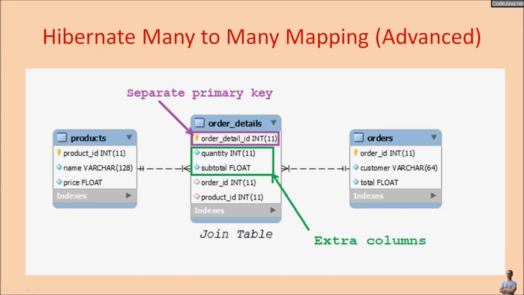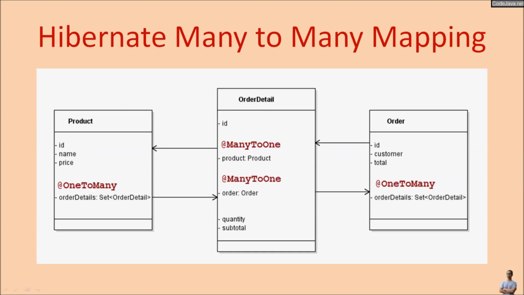Next, we are going to code Java entity classes to map with these tables in the database: products, orders, and order_details. So we will be creating the corresponding entity classes: Product, OrderDetail, and Order, to implement a many-to-many relationship between the product and order with extra columns, quantity and subtotal, in the join table.